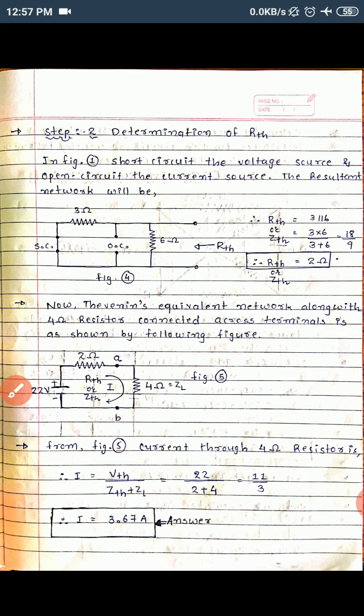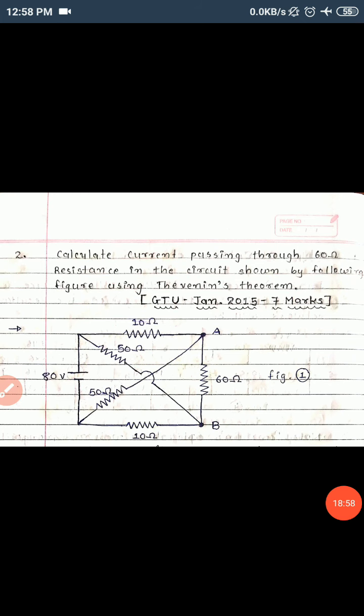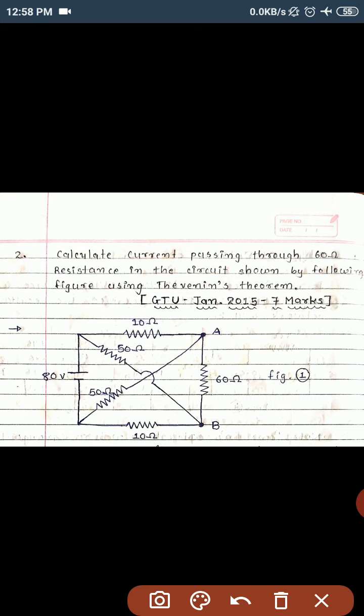Now friends, we discuss our example number 2. Friends, here is example number 2 with a different configuration. Calculate the current passing through the 60 ohm resistance in the circuit shown by the following figure using Thevenin's theorem. This question was asked in your GTU exam January 2015 for 7 marks. So we have to calculate the current passing through the 60 ohm resistance using Thevenin's theorem. So it will be our network B and the remaining part is our network A.